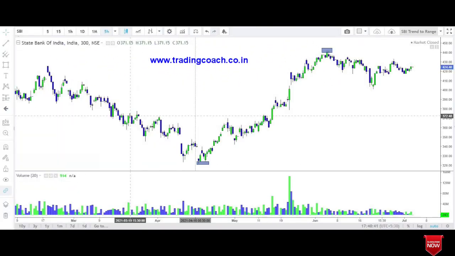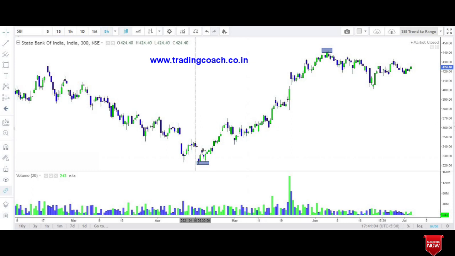Alright, so right now I'm looking at the State Bank of India 5-hour chart. If you look at the stock prices, we can see a good example of trend to range, or trend contraction, actually taking place. So I'm going to walk you through the price action here.